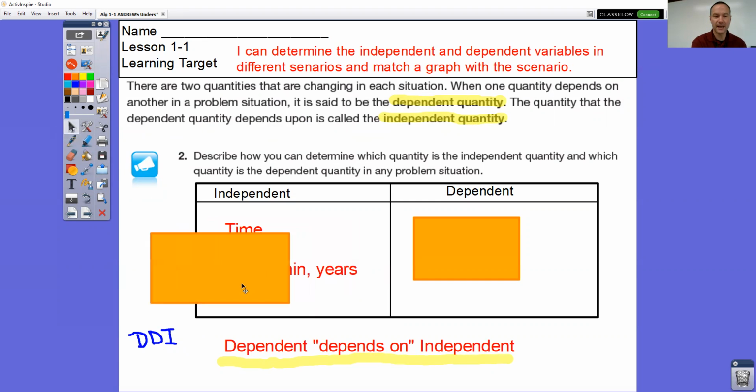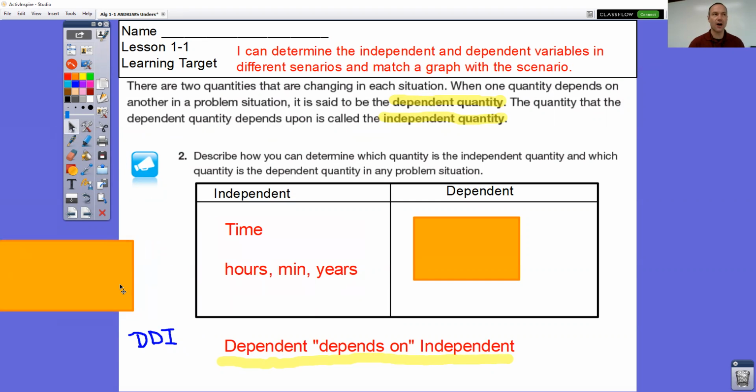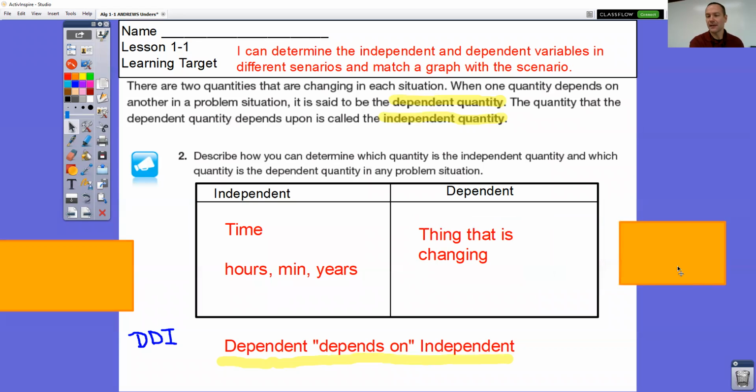So independent is almost always time. Now, time can be in a lot of various different ways. You could have the standard hours or minutes or years, but then you could also have things like weeks or the number of games or things like that as well. Anything that deals with time. And that's probably 99% of the time. The dependent is the thing that is changing.